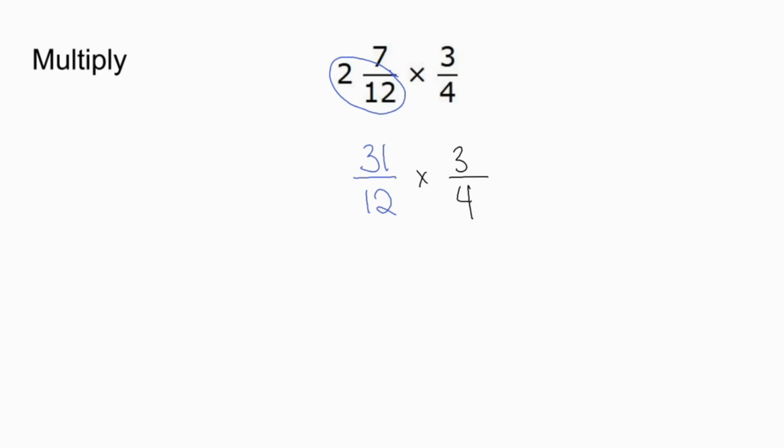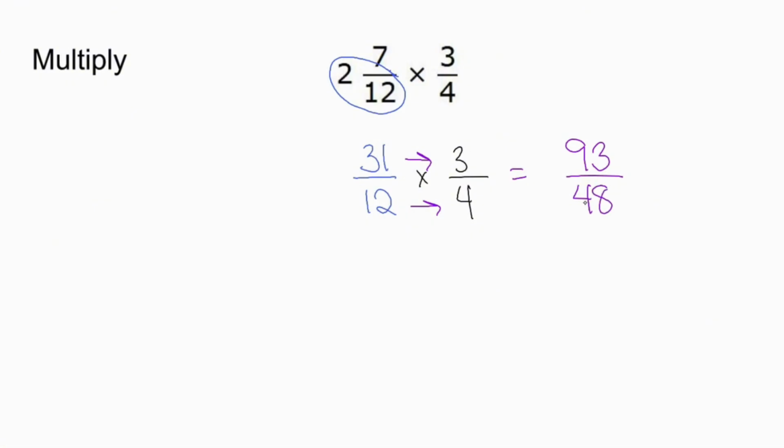Now, when multiplying two fractions together, multiply straight across the numerators and straight across the denominators. So multiplying straight across the top, 31 times 3 is 93. 12 times 4 is 48.